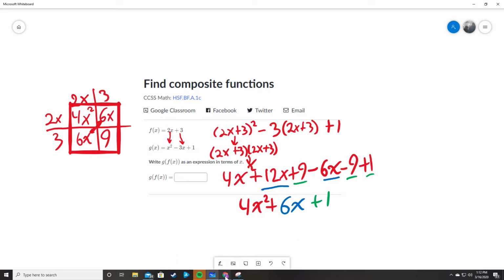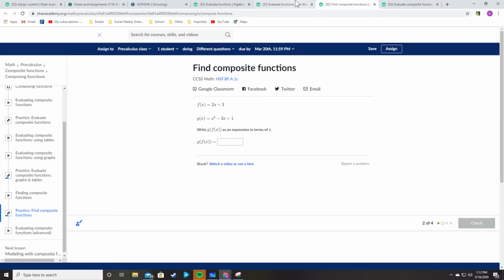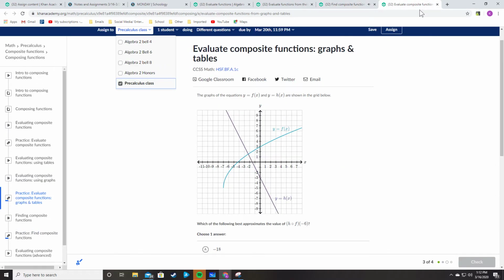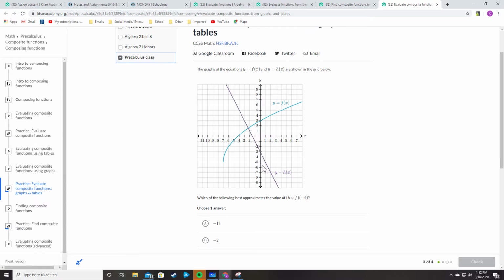So let's go through and let's check this. So we got 4x squared, and that's plus 6x and plus 1. Big old check. We got this. Alright. Very last one that we got here. We got a set of graphs that we're going to have to deal with our composite function off of this.